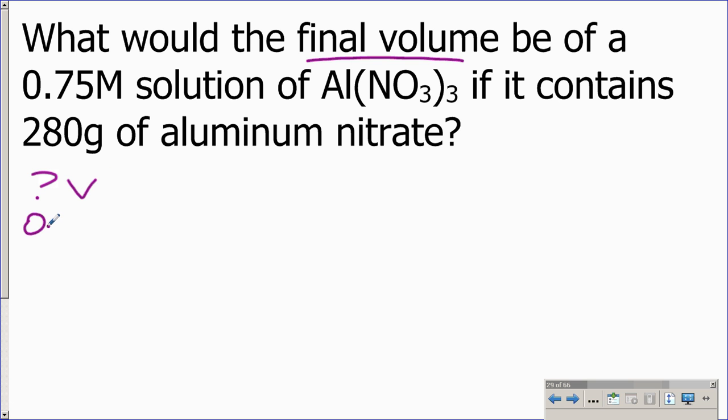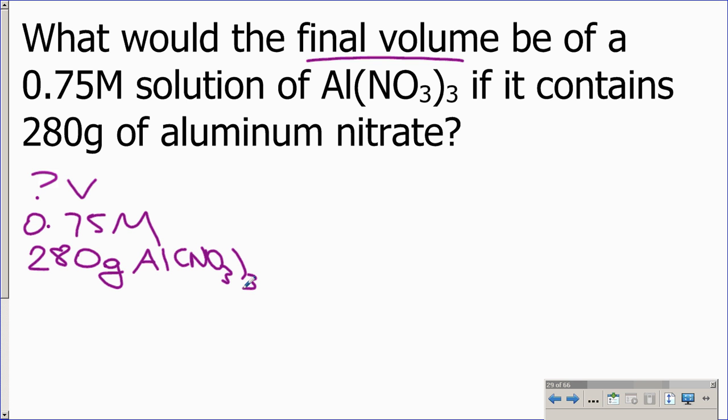So I know I have to use the 0.75 molar someplace, and I probably should be using the 280 grams of aluminum nitrate someplace. Let me point out something: molarity is a conversion factor, right? Because it's a fraction, moles over liters. And for conversion factors, do they have to stay as is, or can they be flipped? They're up to you, whatever you want to do with them. I'm going to put CF there to remind you it's a conversion factor. You're right, you want to take your grams first to moles. That's usually the best step.